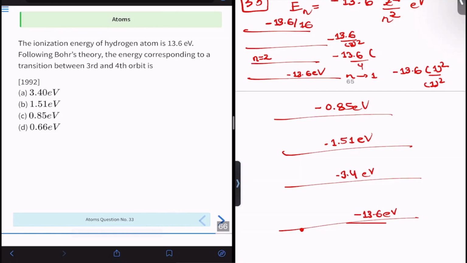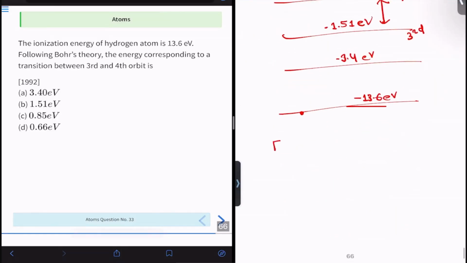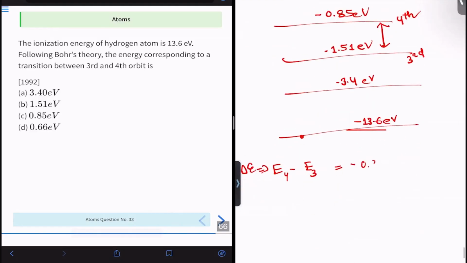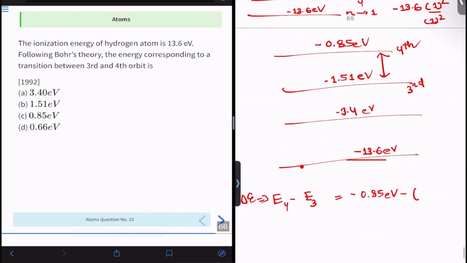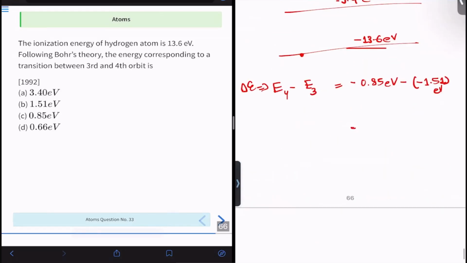Now coming back to the question, following Bohr's theory, the energy corresponding to the transition between third and fourth orbit. This is the third orbit. This is the fourth orbit. To calculate the transition, what you have to do? Find the energy difference between the fourth orbit and the third orbit. What was the energy in the fourth orbit, guys? It is minus 0.85 electron volt. What is the energy in the third orbit? Minus 1.51 electron volt. So if you subtract 1.51 minus 0.85, you will get the value of plus 0.66 electron volt. Option number D.